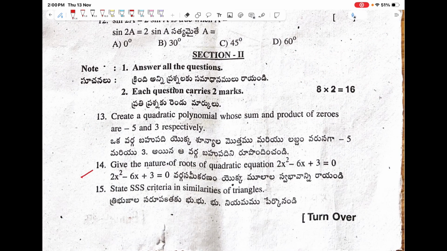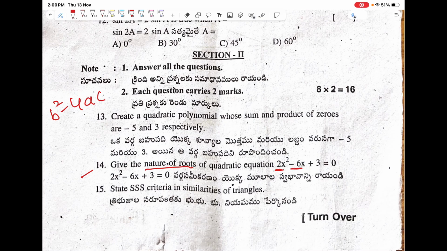Come to question number 15. Give the nature of the roots of the quadratic equation 2x square minus 6x plus 3 equal to 0. They are asking the nature of the roots; they are not even asking you to find the roots. The nature of the roots is decided by the discriminant, b square minus 4ac. Now what is the a value? 2 is the a value.